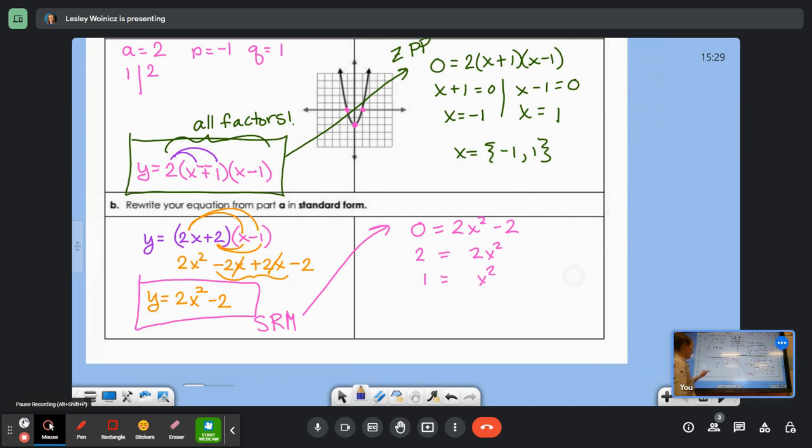How do we undo squaring? I'm going fast. I'm sorry. How do we undo squaring? Square root. Don't forget the plus minus. What is the square root of 1? 1. So I get positive and negative 1 equals x. Write them in curly brackets. I get the same P and Q. That's pretty cool. Like if I had a mic right now, I'd be dropping it.